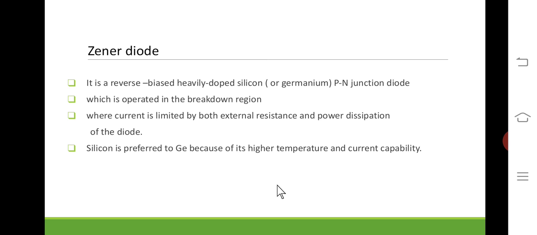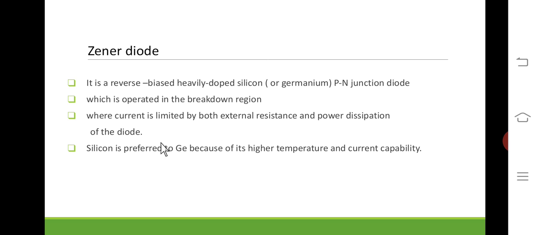What is Zener diode? Till now we know what is diode. Diode is a two-terminal semiconductor device. Zener diode is also a diode. Basically, it is a diode, but it is a heavily doped silicon or germanium PN junction diode. It is always operated in the breakdown region.